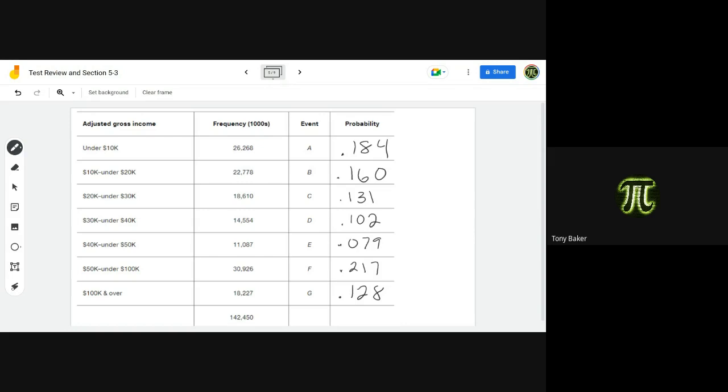What's the probability of getting an AGI not being greater than 100,000? Yeah, this is one of those ones that I would not add them all up. I would just subtract off the one over 100,000. So it'd be 1 minus the 0.128. Okay? Because adding the other numbers is going to take you a lot longer because there's a bunch of them.